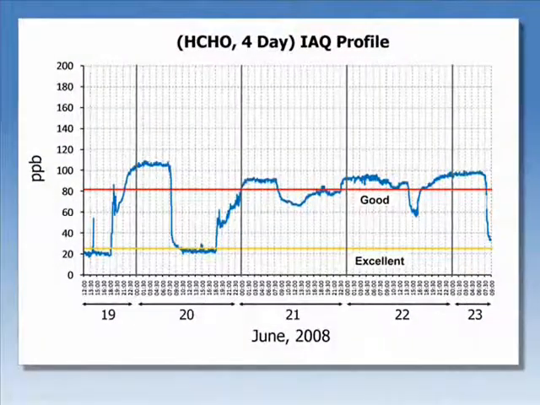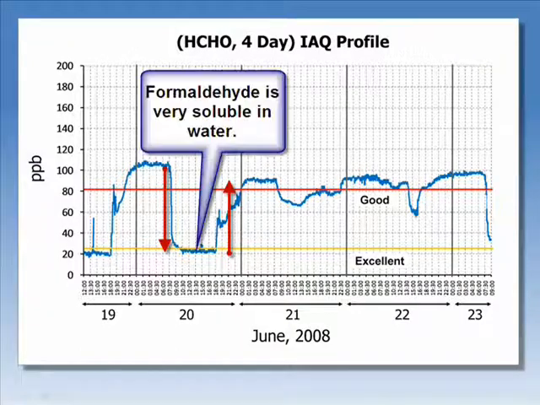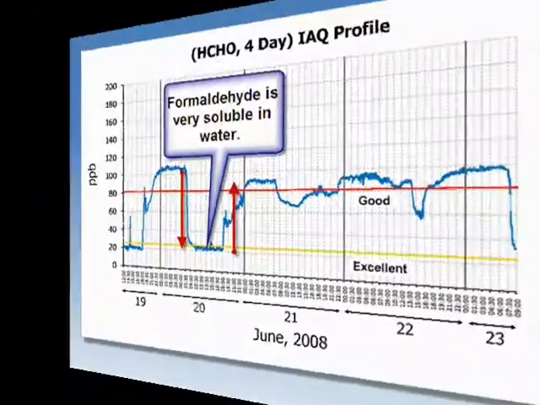The formaldehyde level is low during the office hours. It is maintained below the level of excellent IAQ standard. The drop and rise of formaldehyde levels are responsive to the on and off of the air conditioning system. This is because formaldehyde is very soluble in water. It is washed away quickly by the wet coil of the air conditioner.